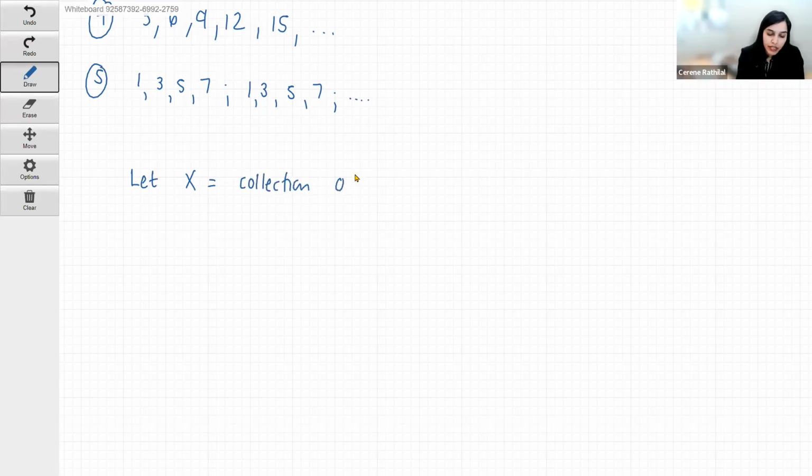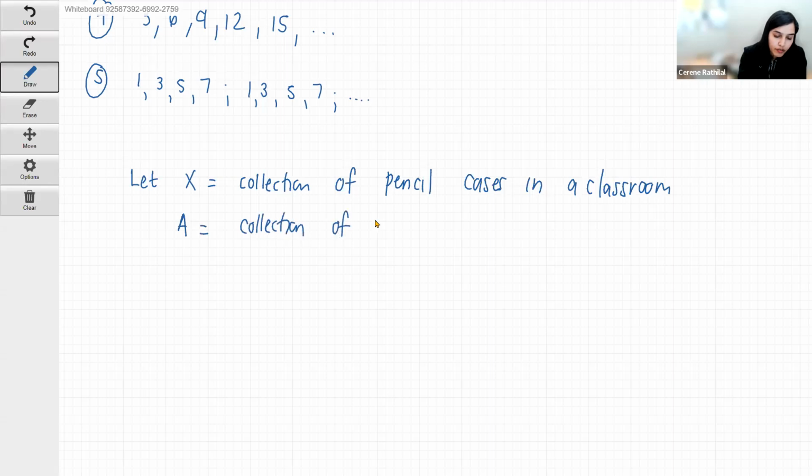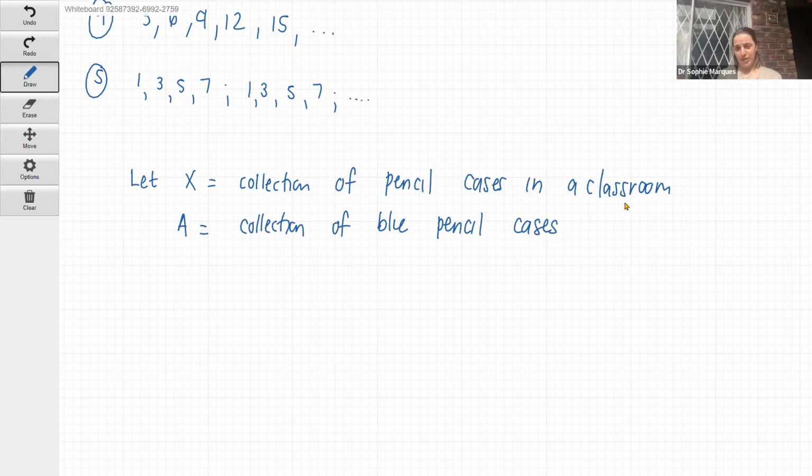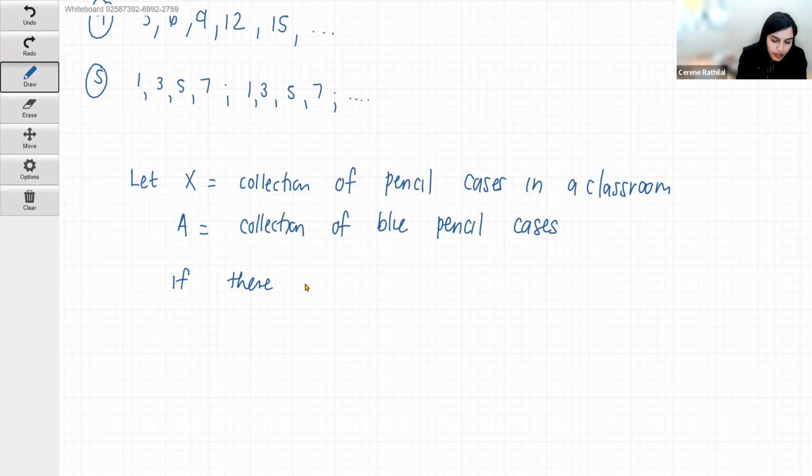So if I let X be the collection of all of the pencil cases in a classroom, and then I say let A be the collection of blue pencil cases. If there were no blue pencil cases, how do I denote that? It's a bit like a zero, but it's not a zero because it's a set. So they put a bar across to denote it. Okay, so if there are no blue pencil cases, then A has nothing in it, right?